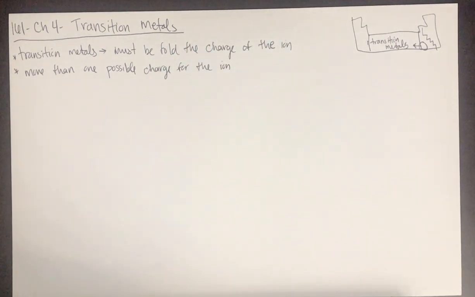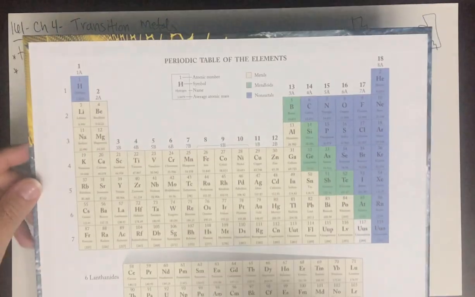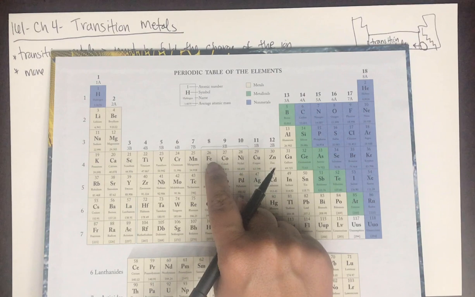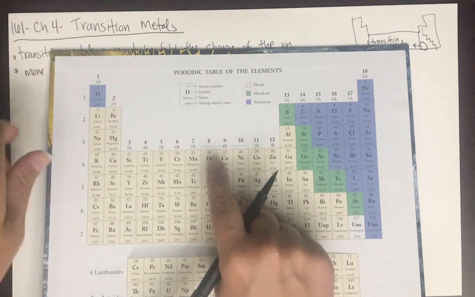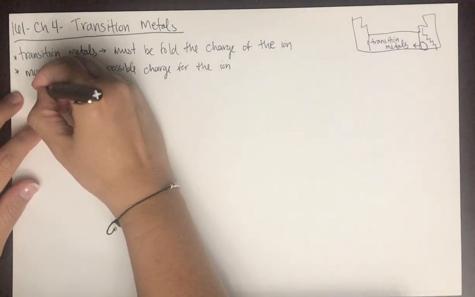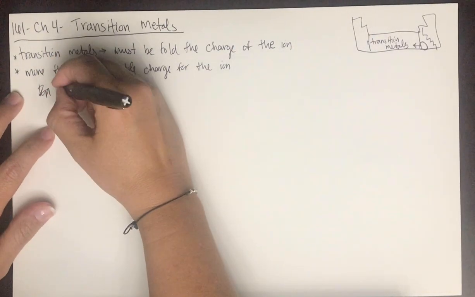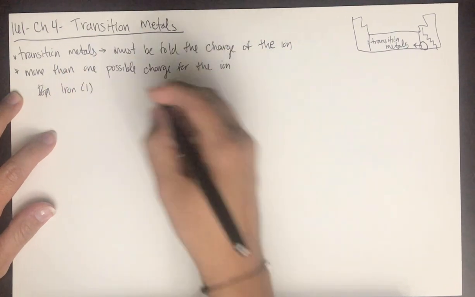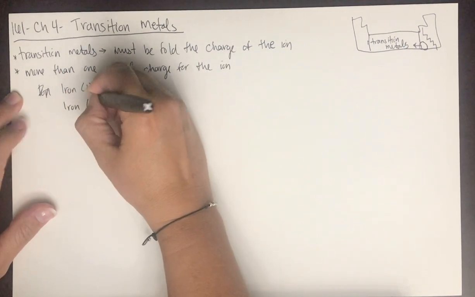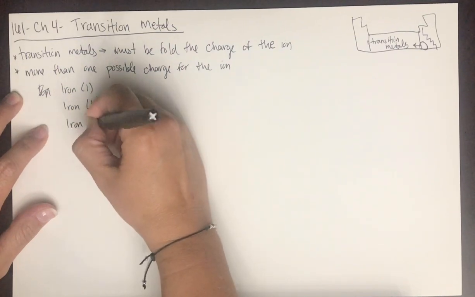So for example, let's say iron, which is a transition metal. Iron is right here, Fe, another one that does not have an atomic symbol that starts with the name. Fe is actually the beginning of the Latin word for iron, which is ferrous. So for Fe, there are 3 ions for iron. There's iron 1, iron 2, and iron 3. So we would say it like this: iron 1, iron 2, and iron 3.